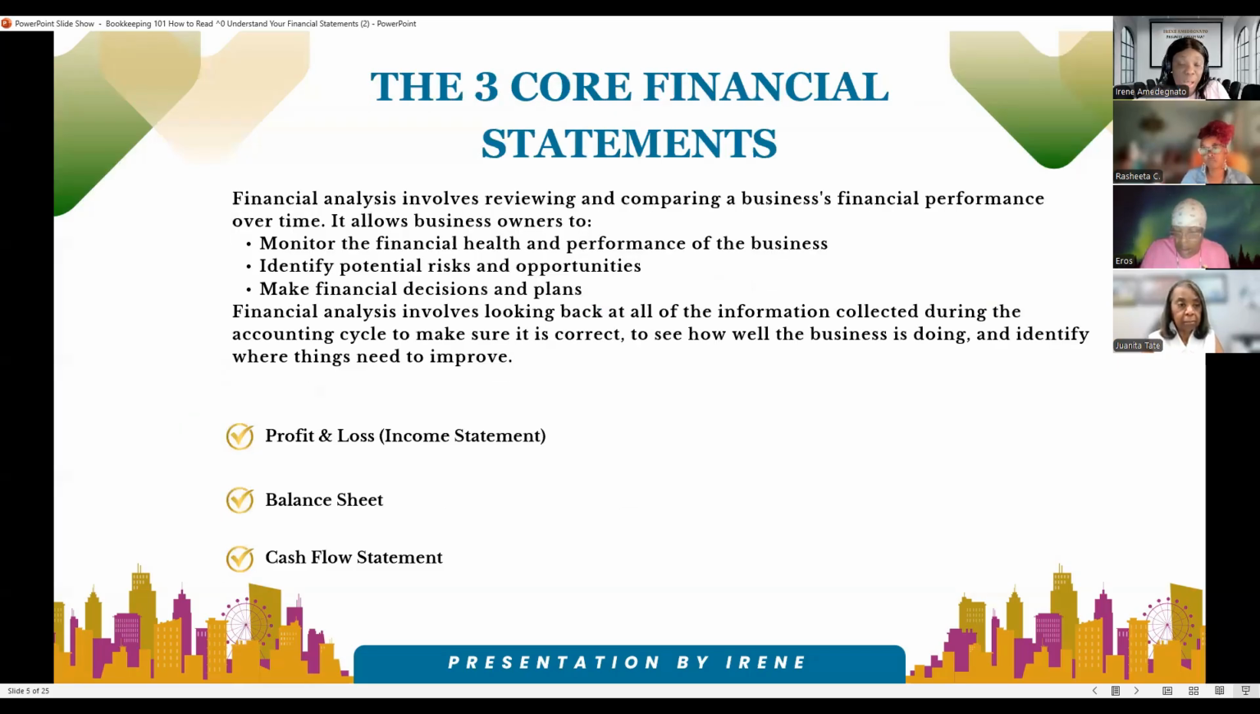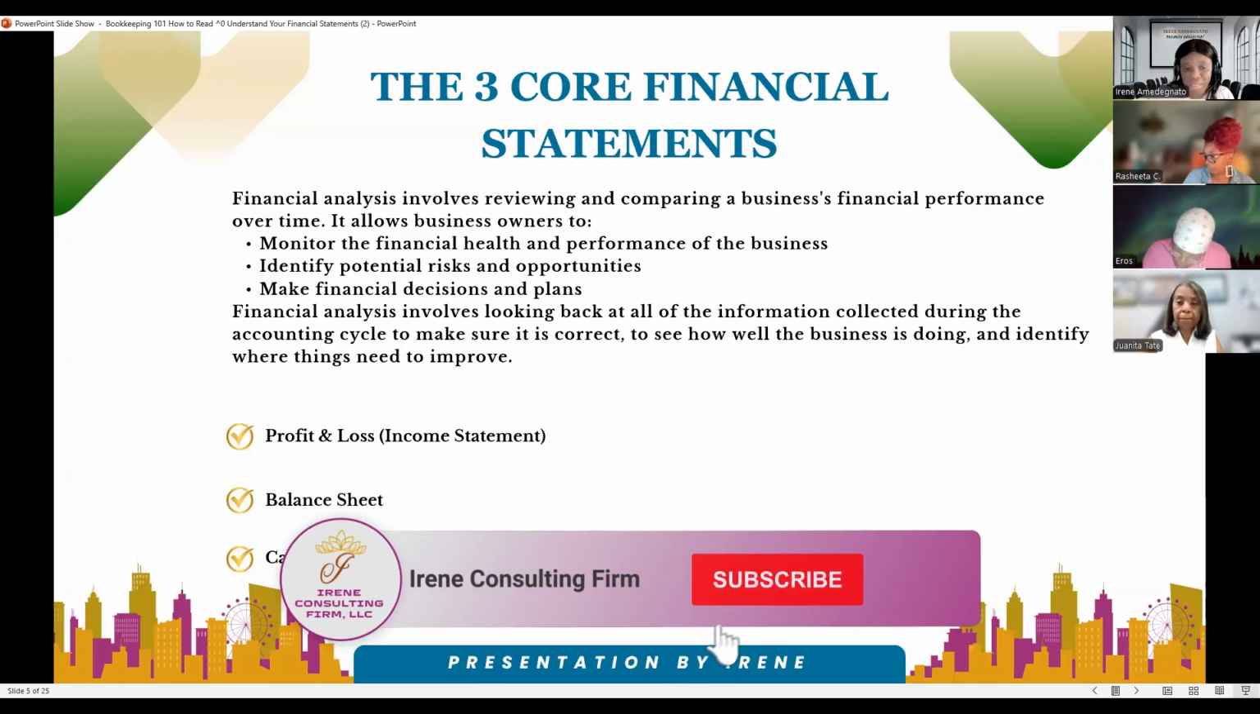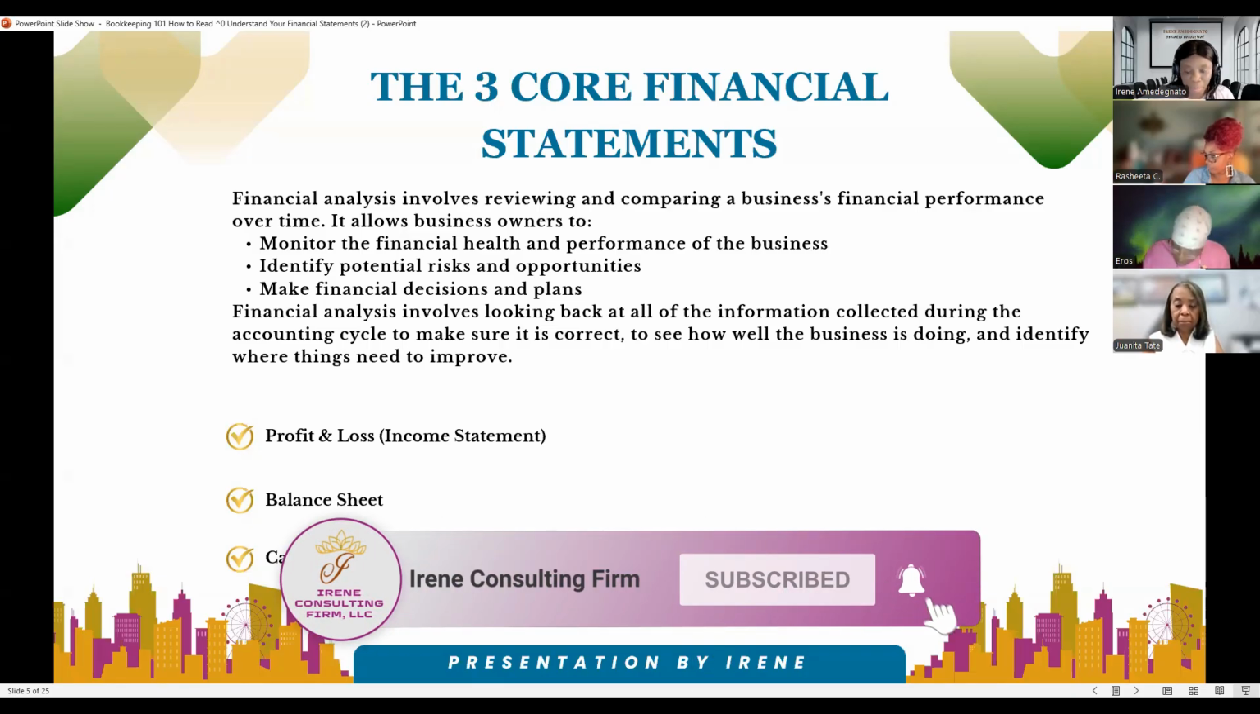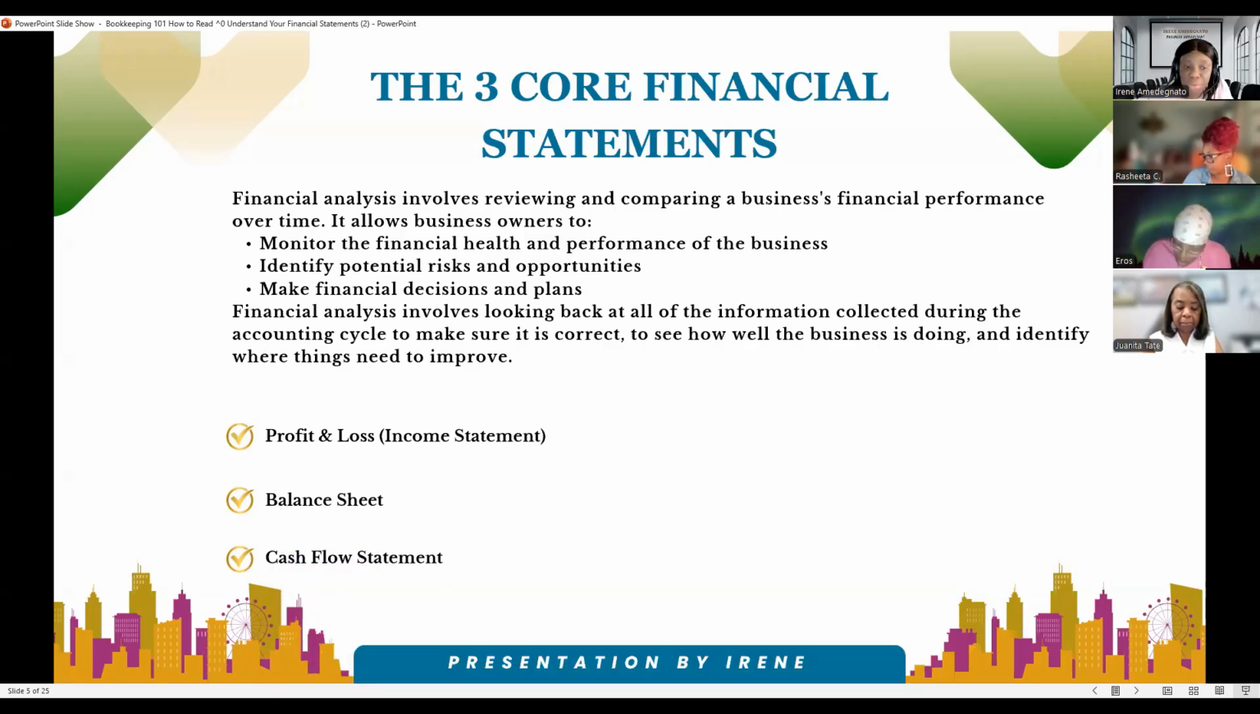Again, like I said, we are going to focus only on the three core financial statements. For example, we have the profit and loss statement. Some people call that the income statement. It's the same thing. The second one is the balance sheet. The third one is the cash flow statement. Some people also call it the statement of cash flow. Again, it's the same thing. It's your responsibility that after you have access to these three statements, you should be able to read and understand them before you make any decision with your business.